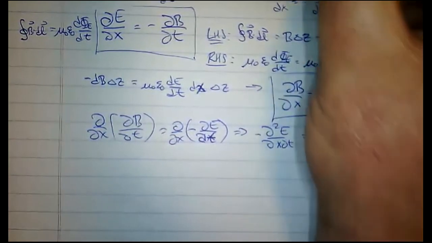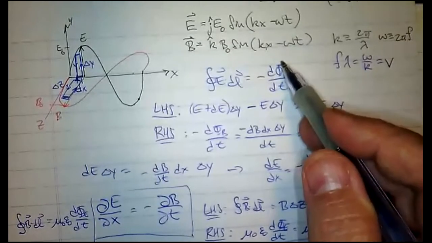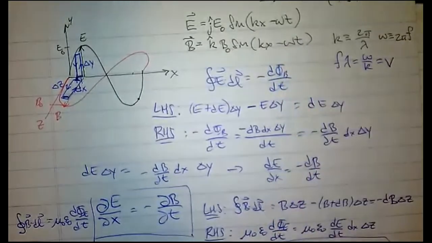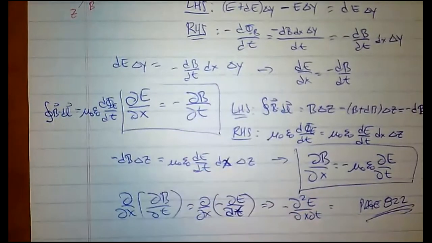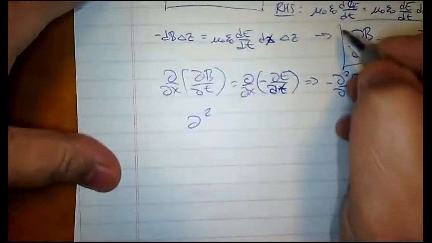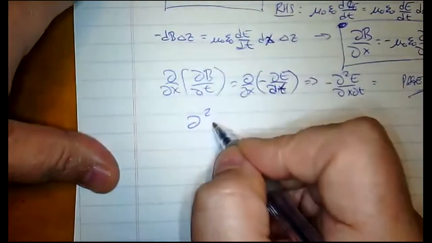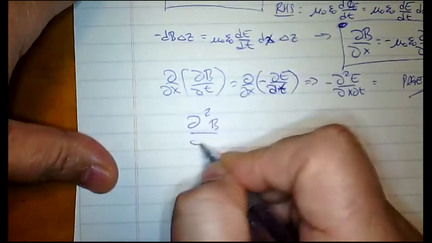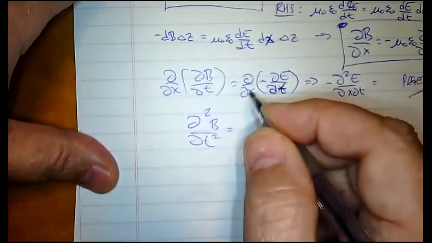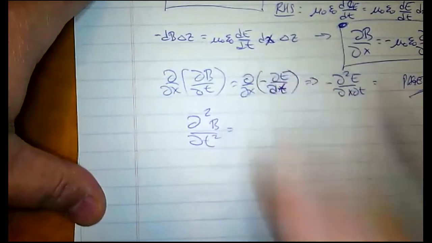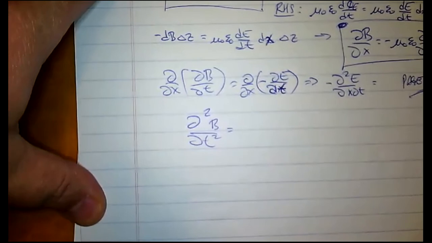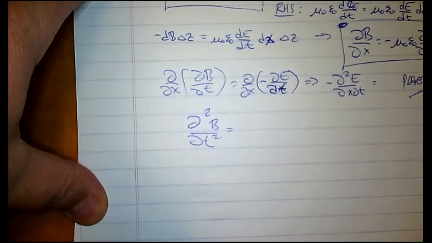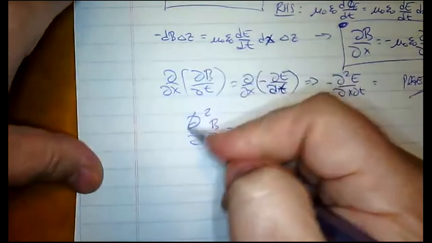But what we can do is now take these electric field and magnetic field plane waves, put those in, and what we'll find out is that we get the second partial. So here's the final result. When I combine this equation and this equation, I get the second partial of B with respect to time squared is equal to, oops, I was just looking on the wrong page of my notes. Oh yeah, I didn't want that, sorry.